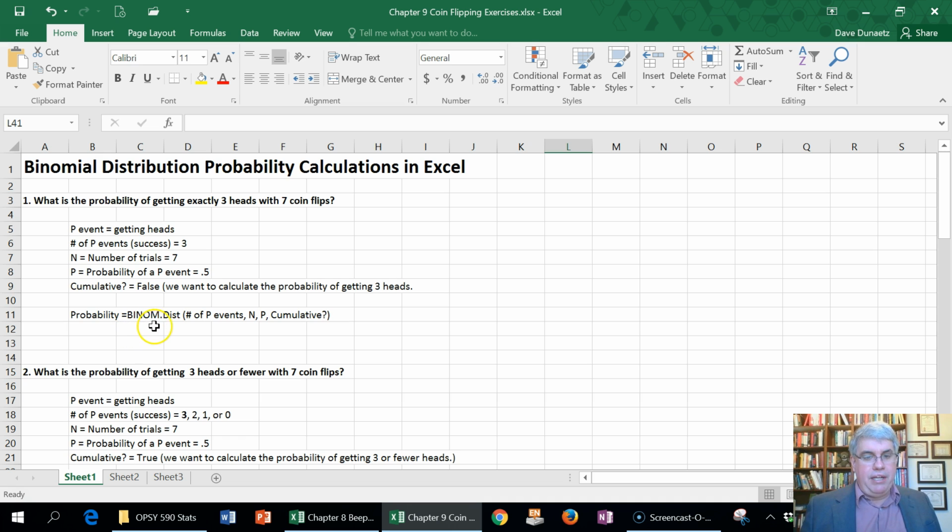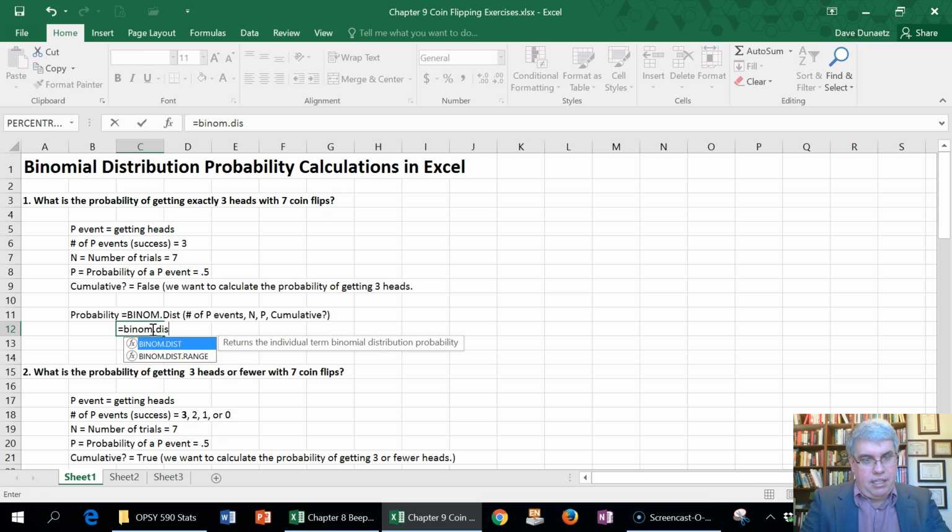So we're going to use the binom.dist command. Now, you can write it in any combination of capital letters and small letters as you would like. I'm not sure why I did it that way, but it will work. So I need to type in an Excel command, binom.dist, and then we've got to put in 4 arguments. The first one is the number of P events. The number of P events is 3. N is the total number of flips, so I'll put in 7. P is the probability of getting a P event, that's 0.5, and the cumulative is going to be false because we just want exactly 3.